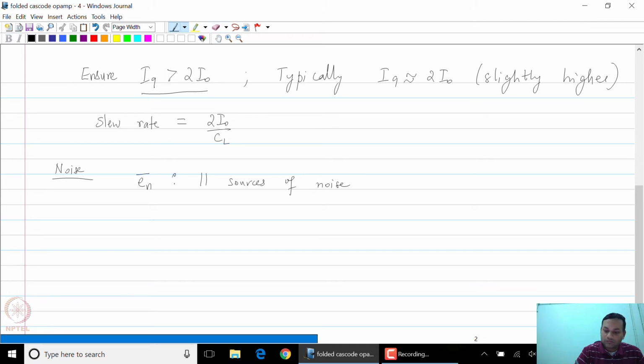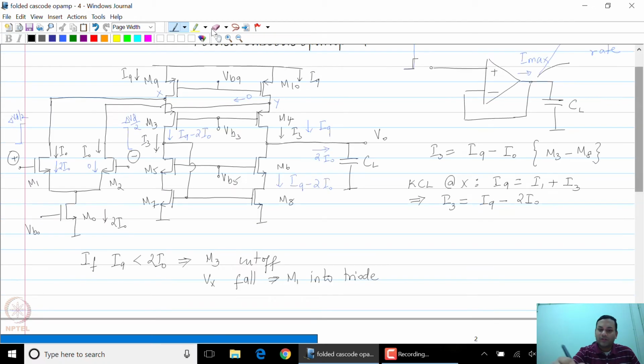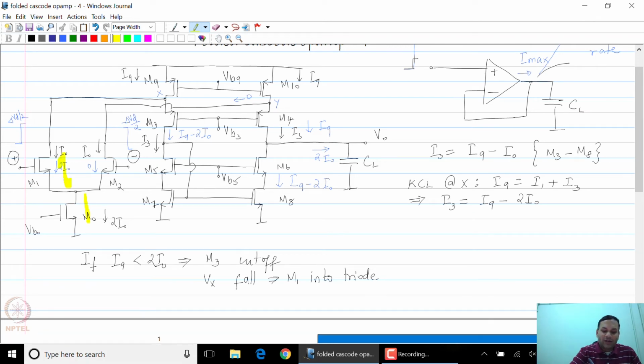Let us look at them in turn. M0, noise of M0 splits between the two parts equally and therefore appears as a common mode noise at the output and gets cancelled. So there will be no noise current flowing through the output.